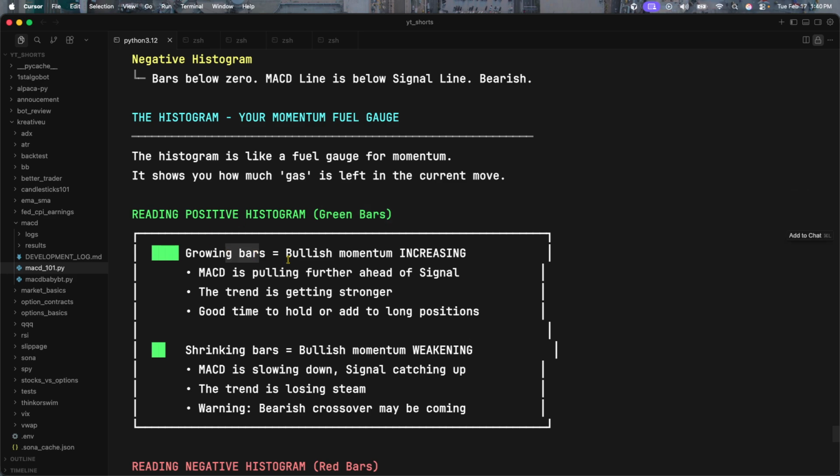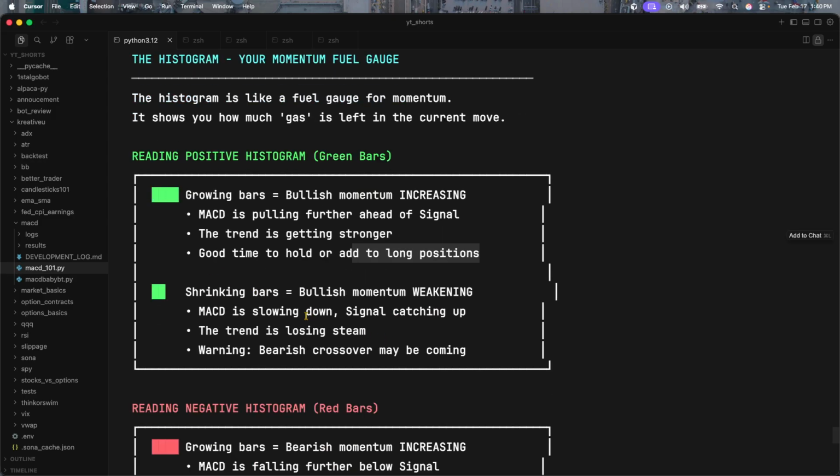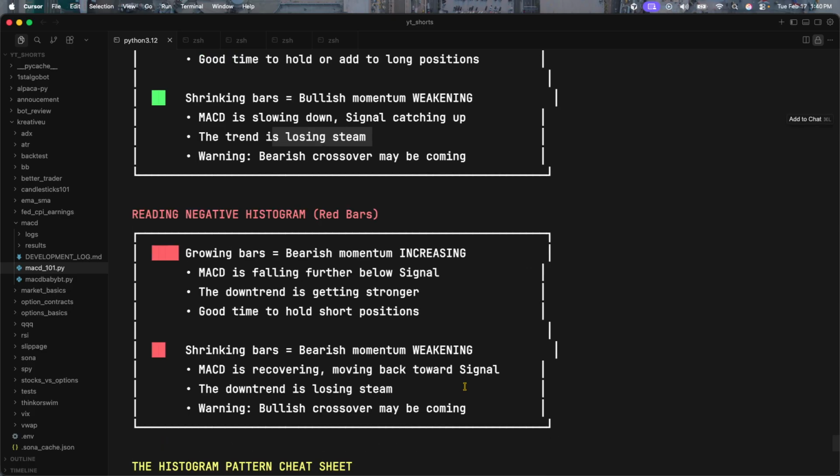A growing bar means bullish momentum is increasing. MACD is further ahead of the signal and the trend is getting stronger. Good to hold or add long positions. A shrinking bar means bullish momentum is weakening. MACD is slowing down, the signal is catching up, and the trend is losing steam. Warning: a bearish crossover may be coming.